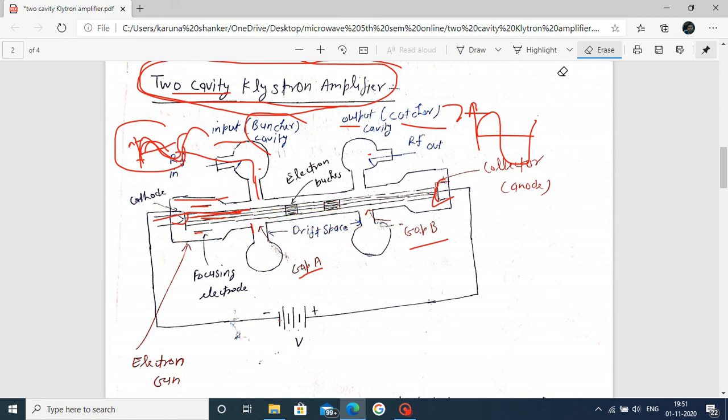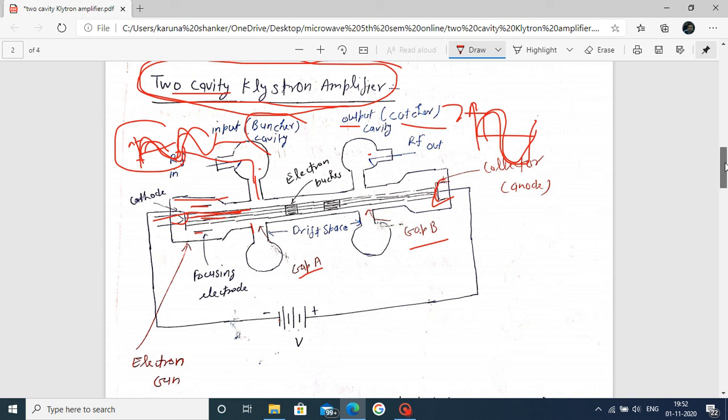This is also called the output cavity. What happens now in this second cavity? The electron's kinetic energy is transferred to your RF input, meaning the RF signal you apply. This energy is transferred to the applied signal. Now the electron energy is transferred to your RF input, the amplitude of your input signal is amplified, and the output is obtained in the second cavity. Now the amplified output is obtained in the second cavity.